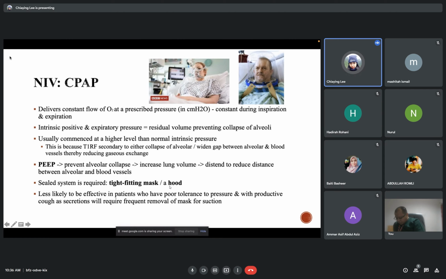For CPAP, there are two forms you can see in the picture. Because we have to give this to the patient in a very sealed system, we can either give it through a tight-fitting mask or a hood. And CPAP is less likely to be effective in patients who have poor tolerance to pressure and with productive cough, because this situation will require frequent removal of the mask for suction.